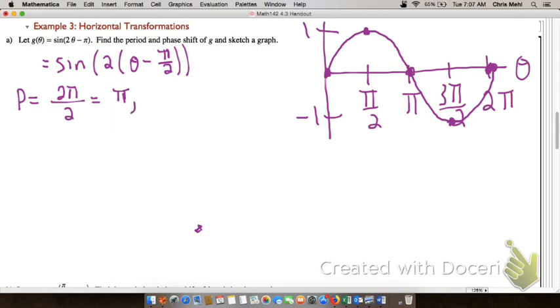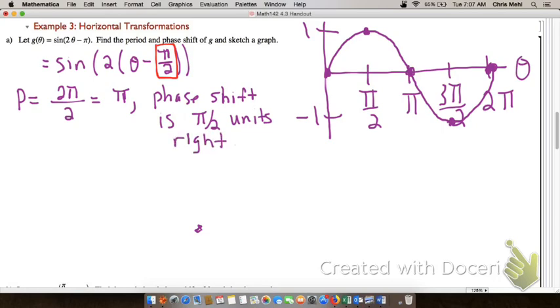And then the phase shift: b is this value of pi over 2 right here, that's my capital B. So the phase shift is going to end up being pi over 2 units to the right. What that means is your fundamental cycle is going to start at pi over 2 on the theta axis, and that cycle is going to extend over an interval of length pi. So now we're ready to graph this thing.